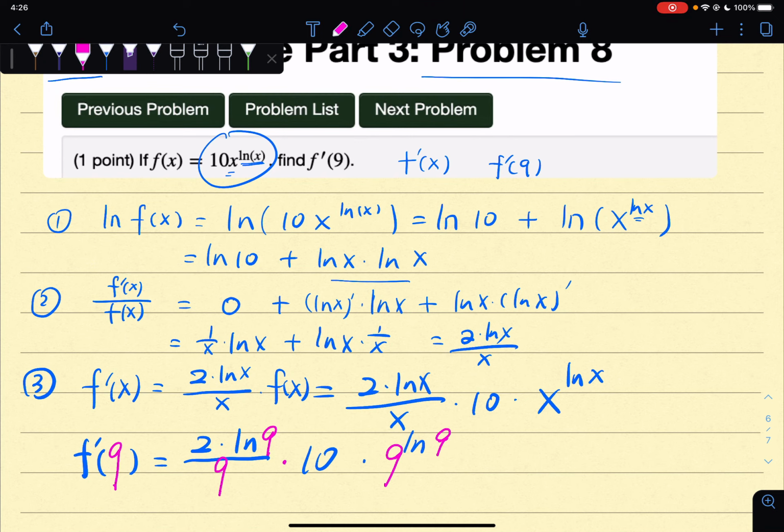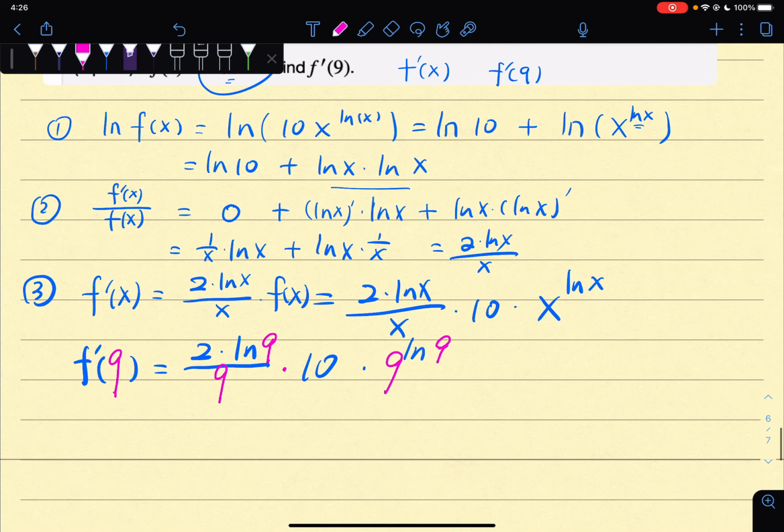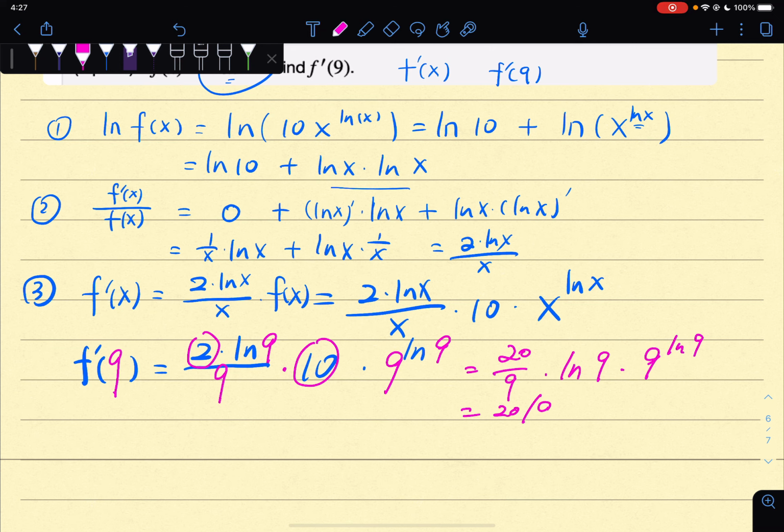Of course, if you want to simplify it, you could have simplified it, but I would say this is simple enough. So if you want to type your answer in, you could have 2 times 10, that's 20, divided by 9, and then you have ln of 9, and then 9 to the ln of 9, slightly simplified. So you could have 20 divided by 9 multiplied by ln of 9 times 9 to the power of ln of 9 as your final answer.